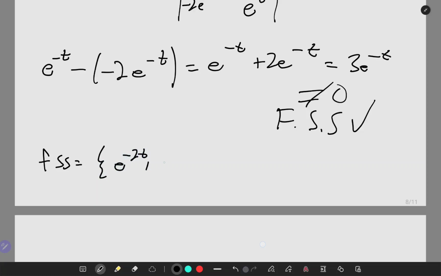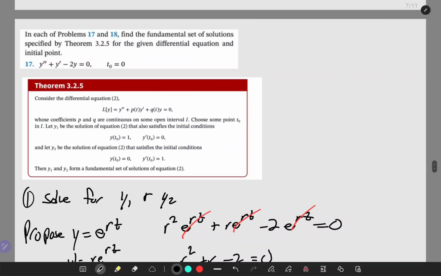This is what it means by find the fundamental set of solutions. So now we found them. This is our answer for this part. Now what else does it say? Specified by theorem 3.25 for the given differential equation and initial point. So right, we didn't use the initial points yet.